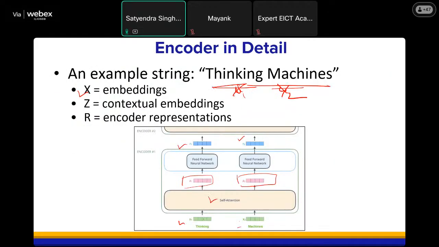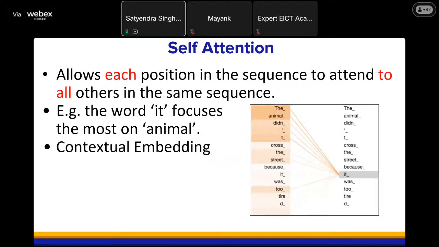Each self-attention calculates the relevancy among the words in the sentence. It checks how much x1 is relevant to x1 and x2, and it also calculates how x2 is relevant to x1 and x2 both. So self-attention allows each position in the sequence to attend to all other positions in the same sequence. For example, in the sentence "the animal didn't cross the street because it was too tired," the word "it" is highly relevant to the animal, and also somewhat relevant to street as well. That relevancy is basically the notion of contextual embedding.